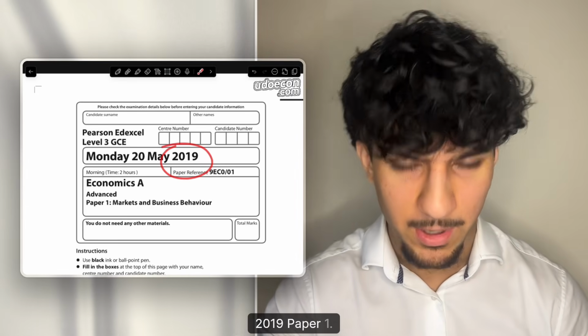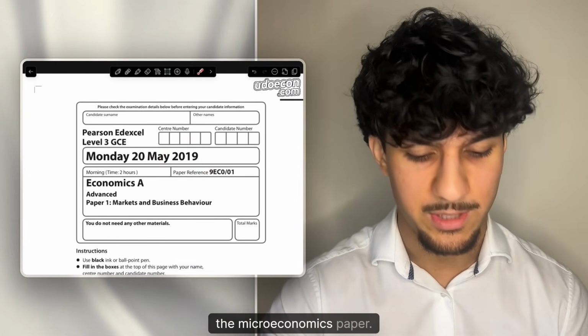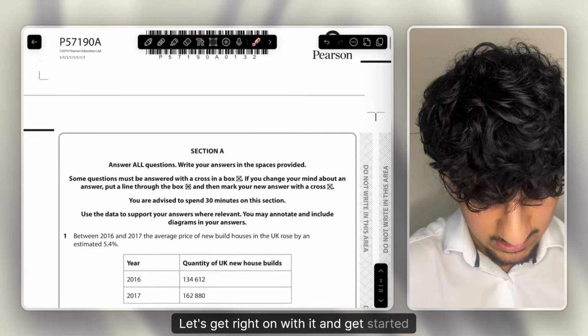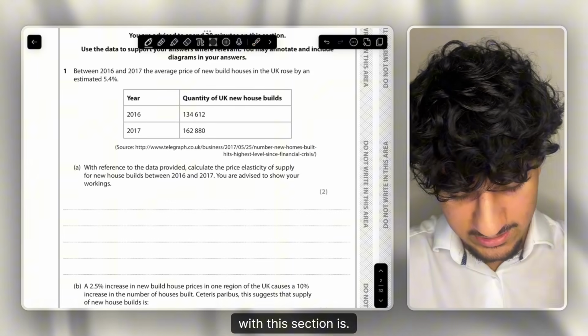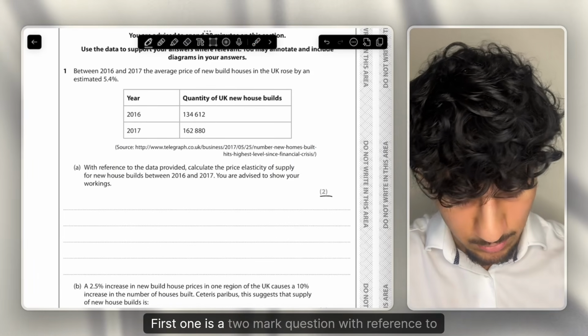Edexcel 2019, paper 1, of course the microeconomics paper. Let's get right on with it and get started with this section A. So going straight to the question, first one is a 2-mark question.